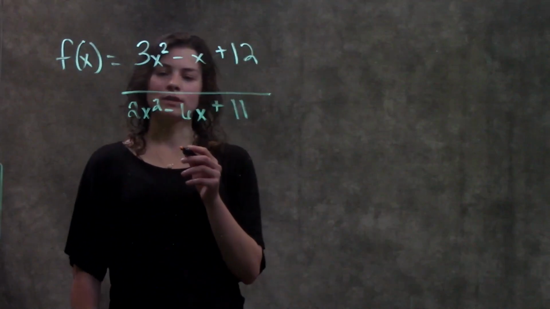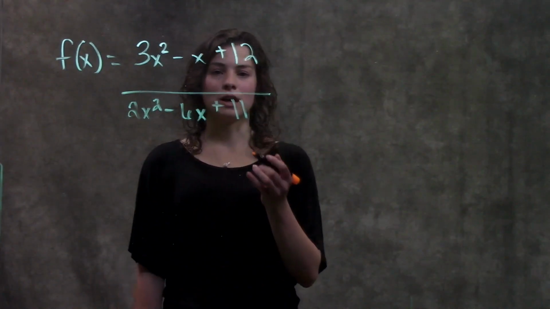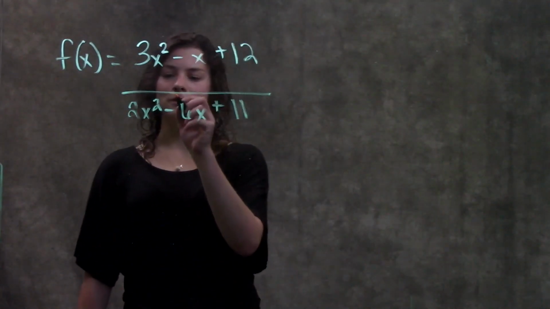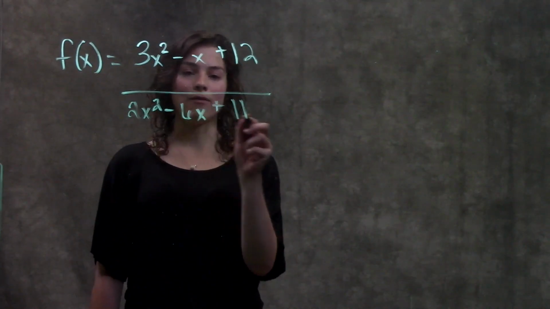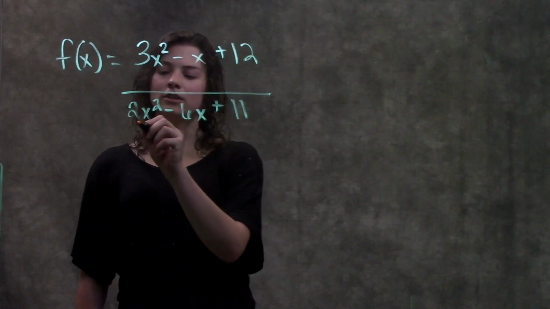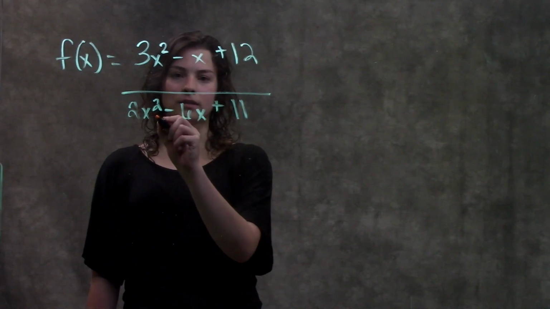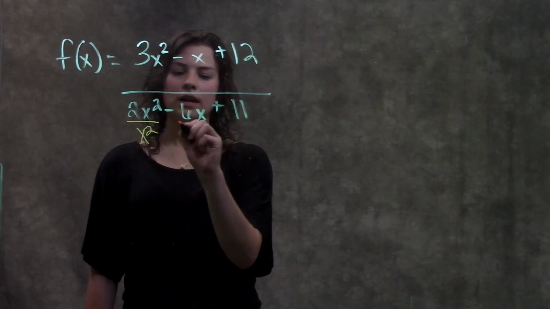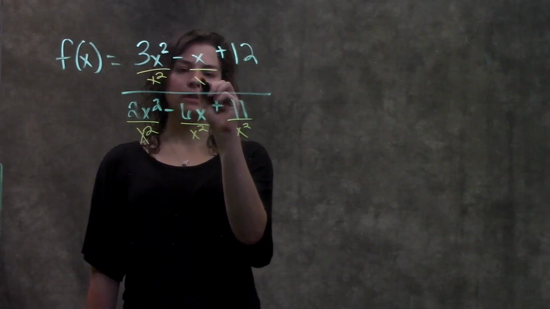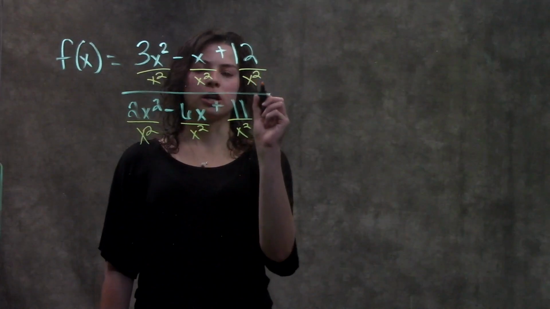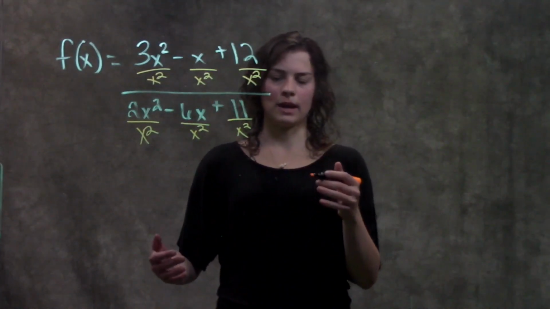If we're looking for the horizontal asymptotes of a function, we're going to solve it the same way we did for limits approaching infinity. We go to our denominator, find our highest power, and divide every term by that highest power. So our highest power in the denominator is x squared. So I'm going to go through, divide every term by x squared. And once I do that, I go through each term, cross out like terms, and see what I have left.